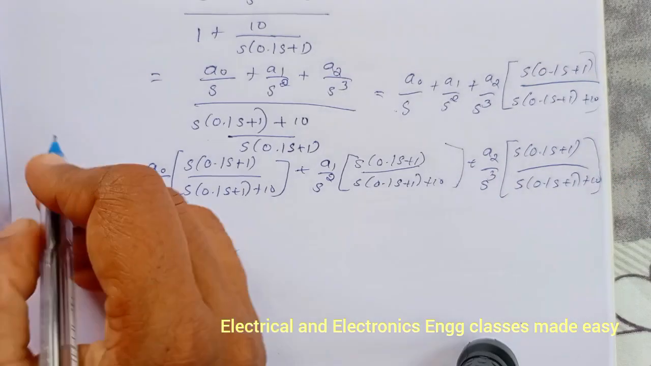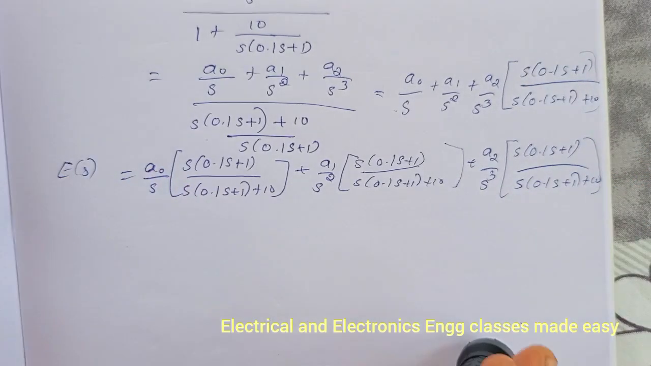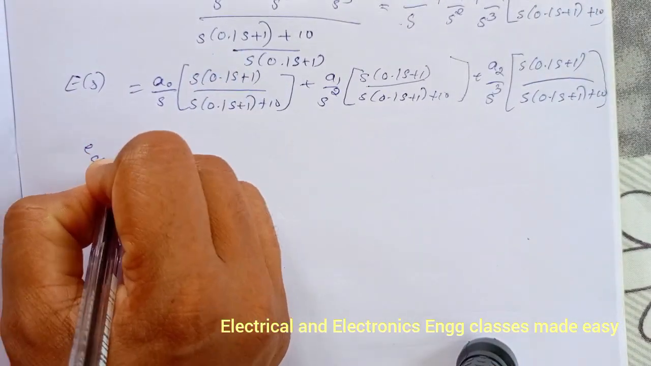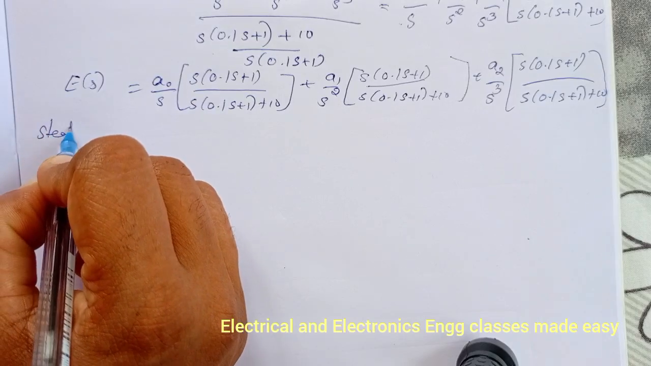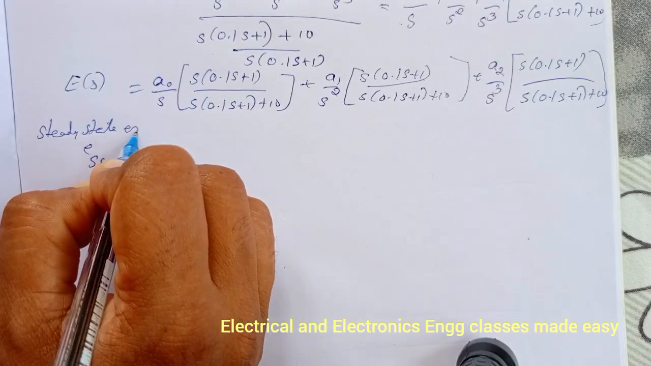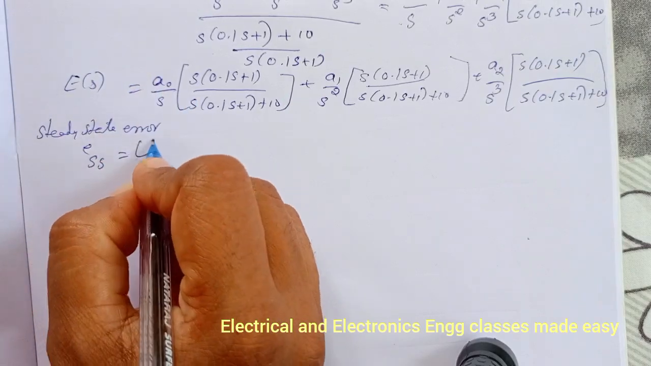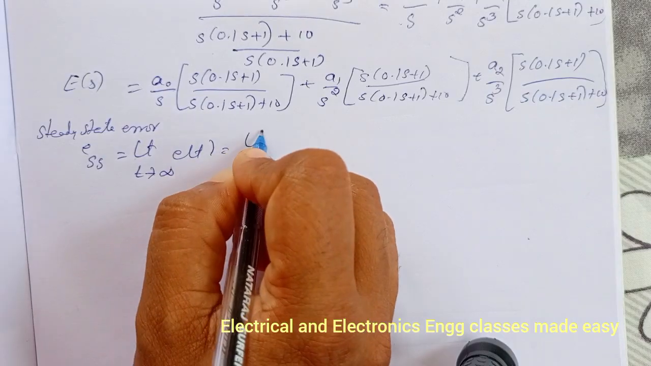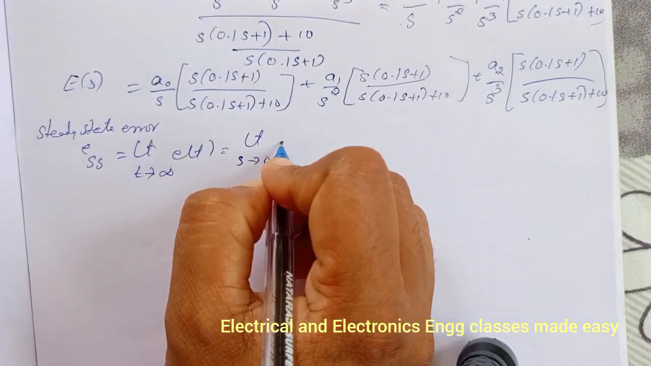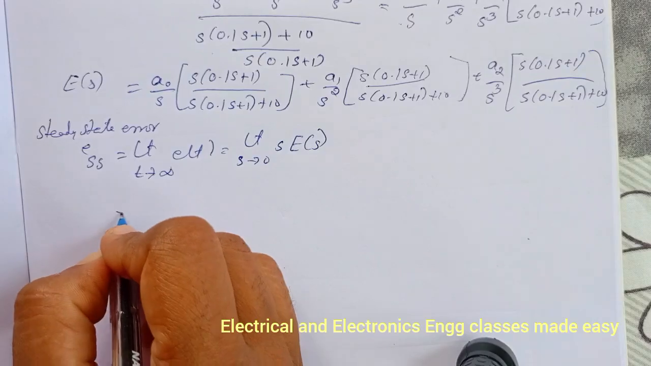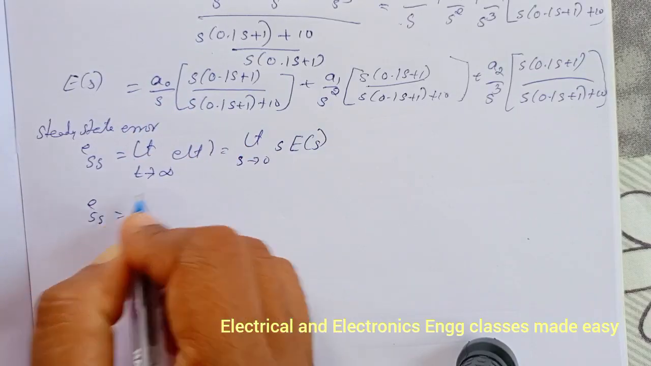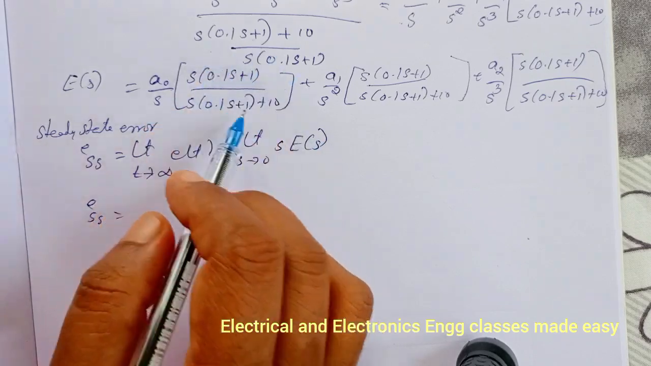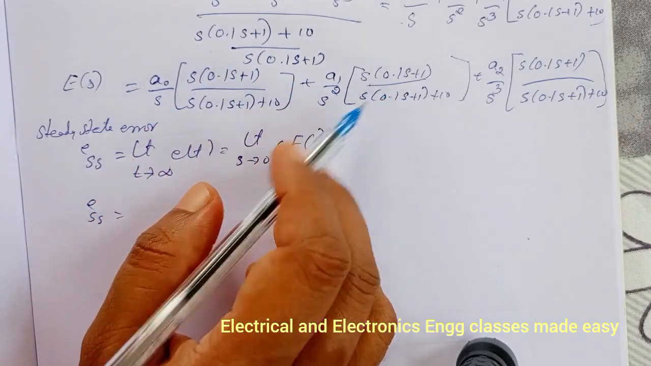So this is E of S, and we have to find the steady state error ESS. Steady state error ESS is equal to limit t tends to infinity E of t, and that is equal to limit S tends to 0 S into E of S. So you can write ESS equal to limit S tends to 0 S into E of S. So we can apply that to this E of S.